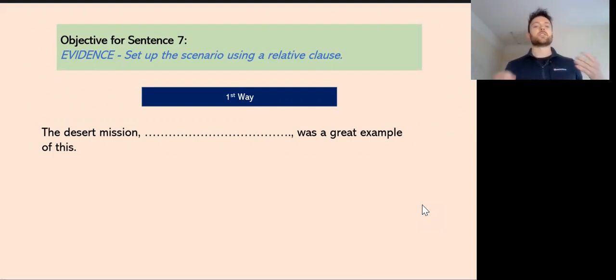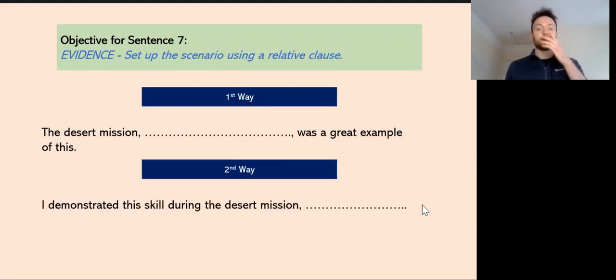So, for example, you could say the desert mission, which took place under the most extreme circumstances, was a great example of this, okay? Remember, because if you think about it, we're providing evidence for the point, okay? So the point might have been throughout my training, I have shown great bravery, okay? And then the desert mission, which took place under the most extreme circumstances, was a great example of this. You can see how this is following on, can't you, okay?